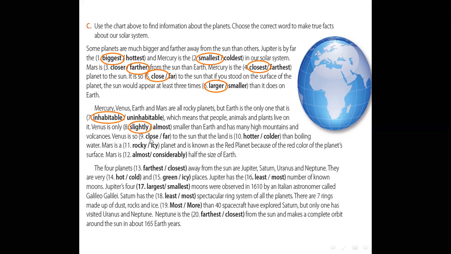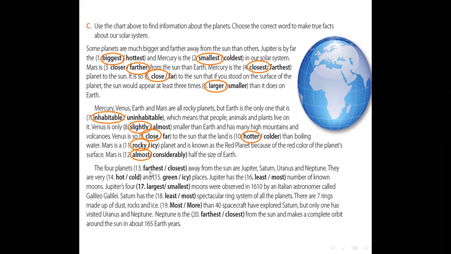Venus is so close to the sun that the land is, what? Yes, hotter than boiling water. Mars is a rocky planet and is known as the red planet because of the red color of the planet's surface. Mars is almost half the size of Earth.